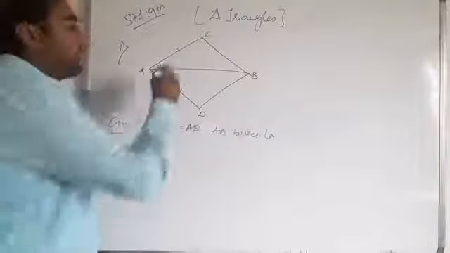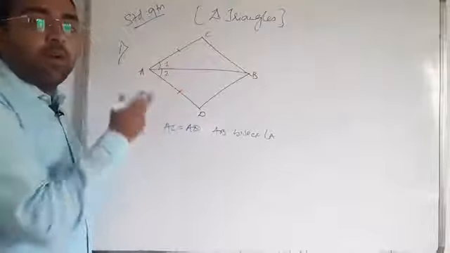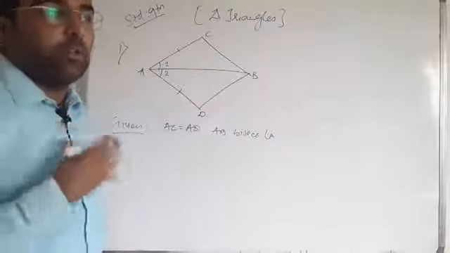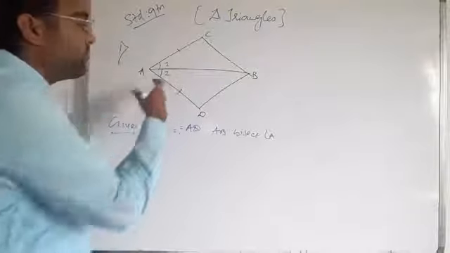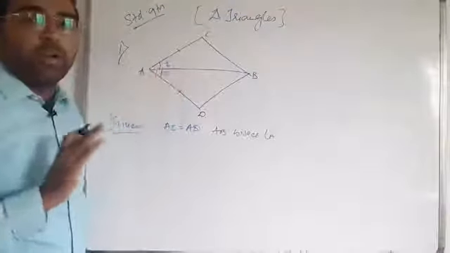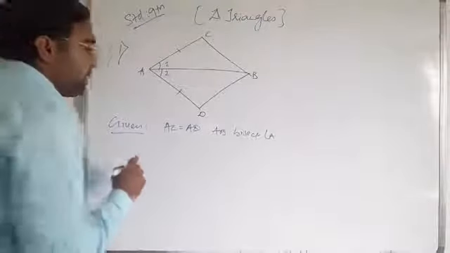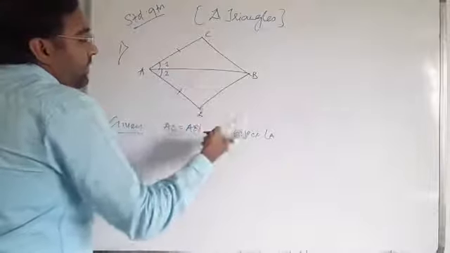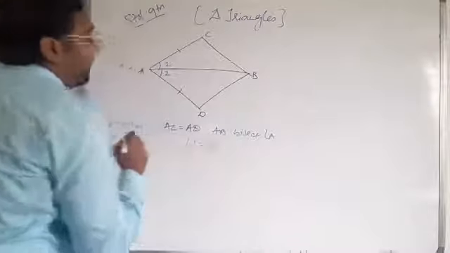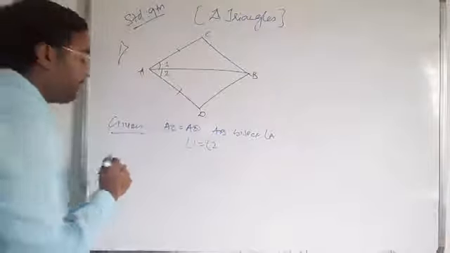AB bisects angle A, that means it divides it into two equal angles. I'll give the names of the angles as 1 and 2. That is not for numerical calculation, like 1 plus 2 is 3, not that purpose. It is just the name of the angle. Clear? So AB bisects angle A, therefore we also have to write angle 1 is equal to angle 2. Both angles are equal because AB bisects angle A.